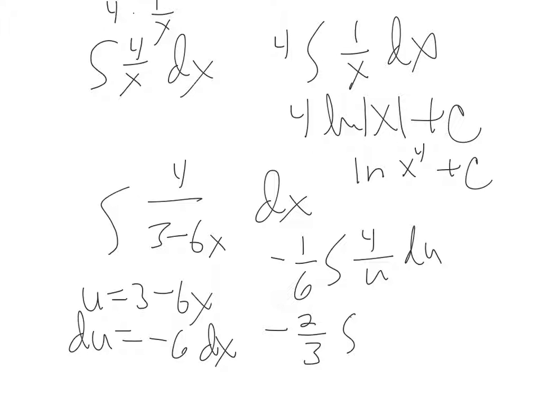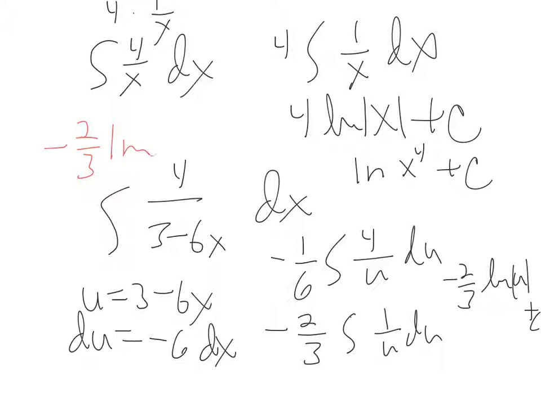And I'm integrating 1 over u du, which will be negative 2/3 times the natural log of u plus c. And of course, because we're not evaluating, I have to do the back substitution, and I'm running out of room. What if I write it over here? What if I write this as negative 2 over 3 times the natural log of 3 minus 6x plus c.